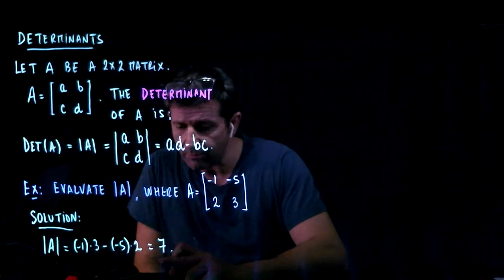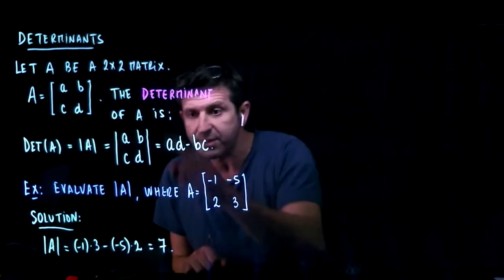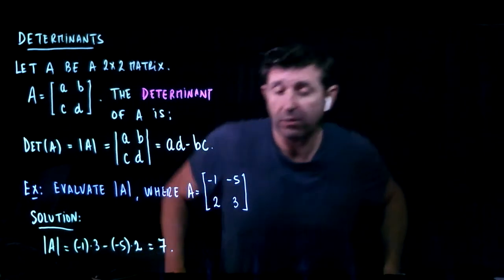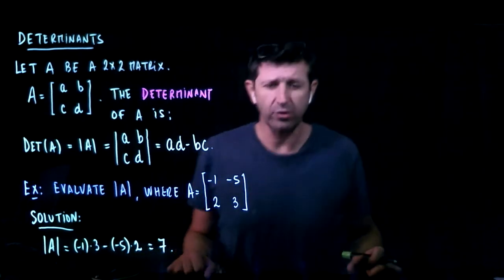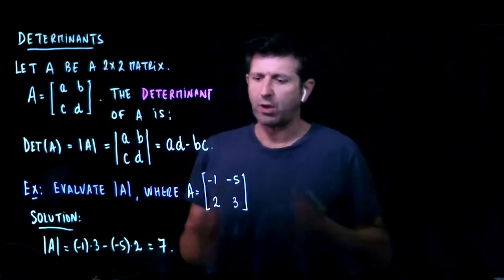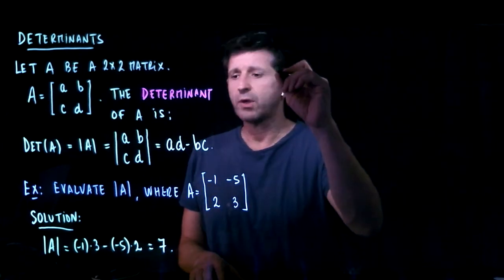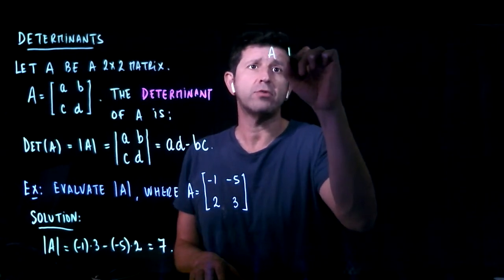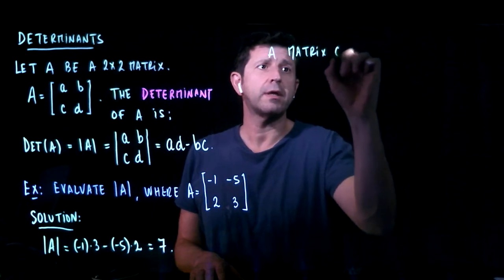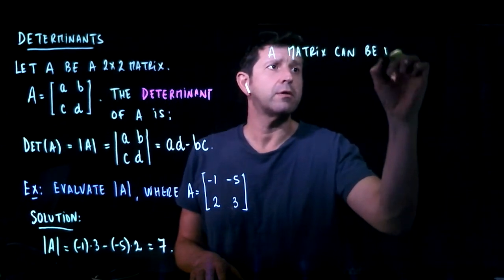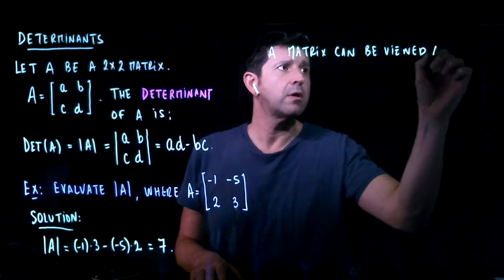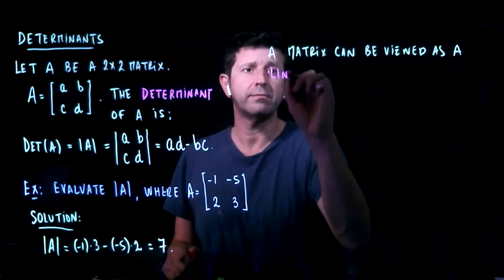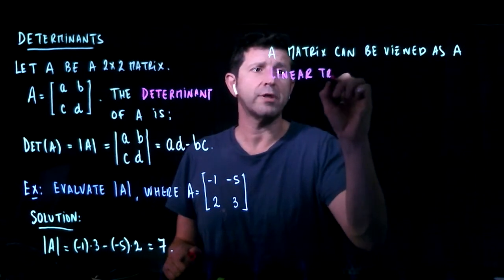Okay, what does this number represent? And where does this formula come from? We could ask ourselves the question. This is not really for this first linear algebra course because we don't do much of transformation, but might as well since we're already here. So a matrix can be viewed as what we call a linear transformation.